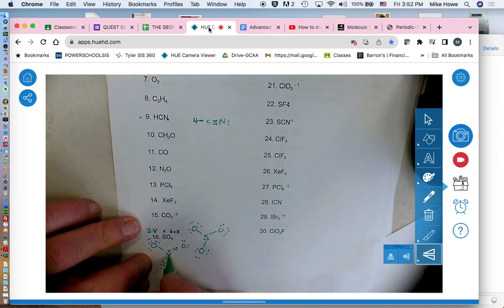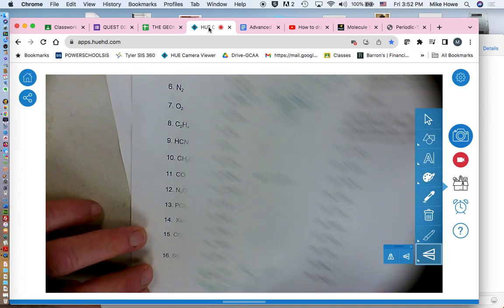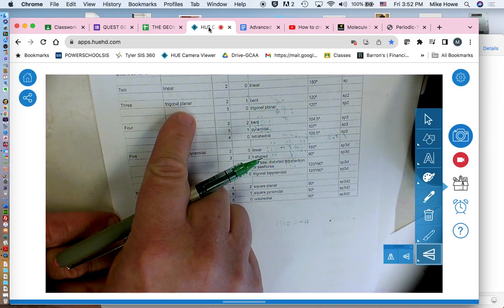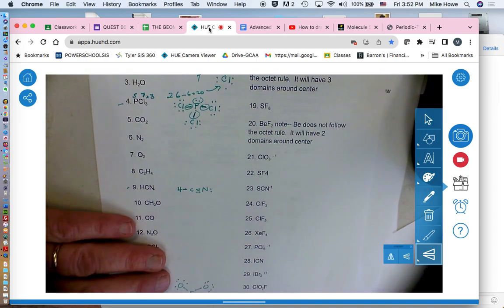All right, how many domains? 1, 2, 3. 3 domains, trigonal planar, and that's your answer right here, trigonal planar. So that was the correct answer for that question.